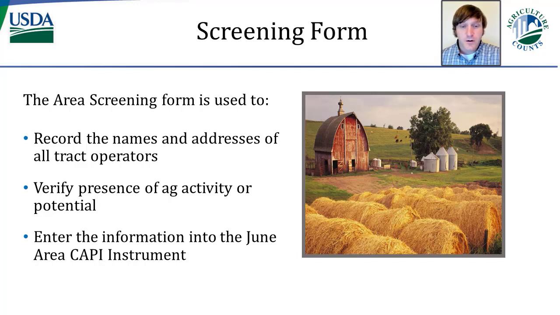A tract can appear to be non-ag, but be part of another operation, either inside or outside of the segment, or have fields outside the segment. When in doubt, fill it out and leave notes. Be sure to follow the half-acre rule when screening urban or residential areas, which is covered in Chapter 5 of the Interviewer's Manual. Finally, you need to enter the information from the screening form onto the June Area CAPI instrument.